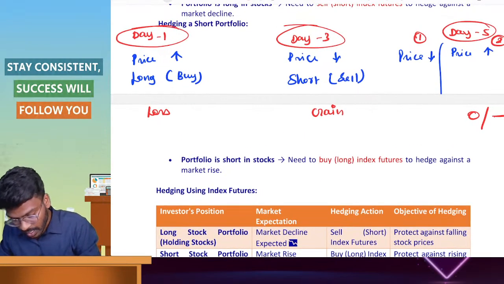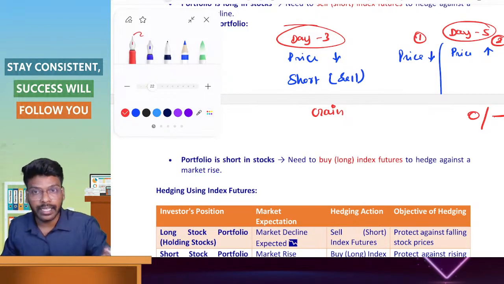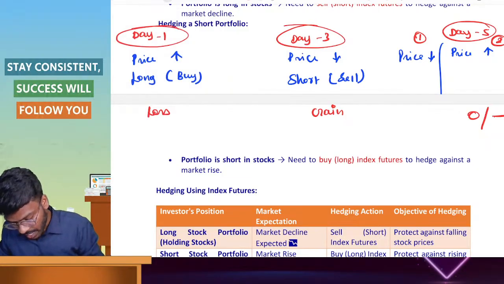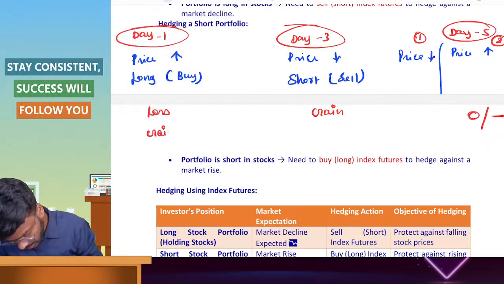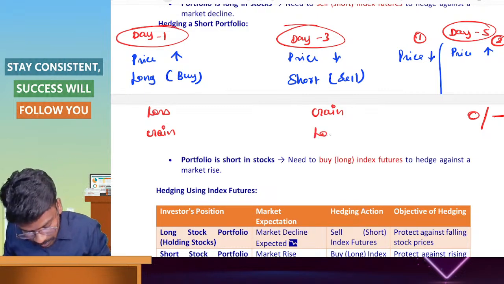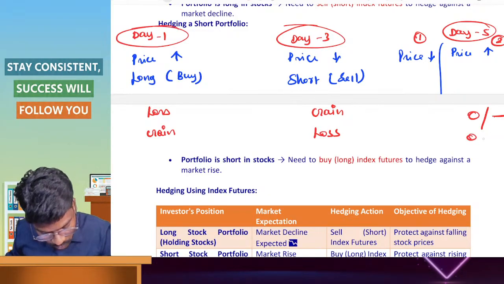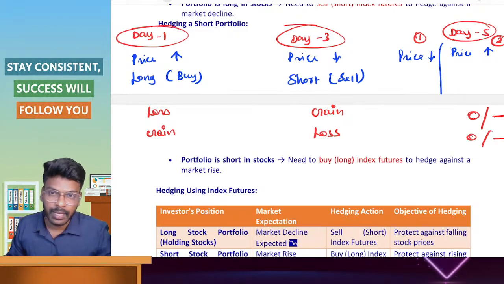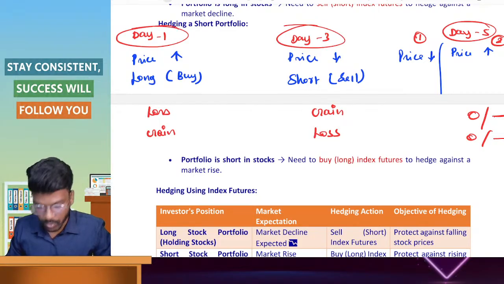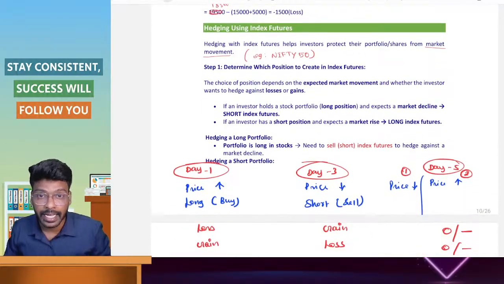Next, if my expectation that the price will increase is met, and on the date of maturity the price has increased, I'll get a gain. In this scenario, the long position will get a gain. The loss will be on day 3. So the net amount will be 0 or some other amount. This will happen in case of hedging.